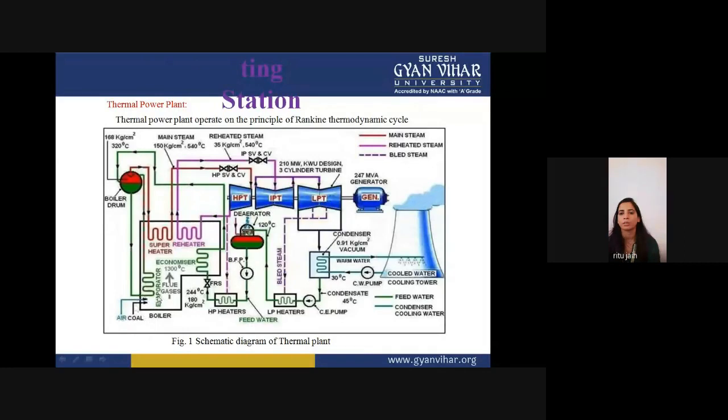Air and coal are fed to this boiler. There are superheaters and reheaters. What they do is heat the water, and then the water is converted into steam.